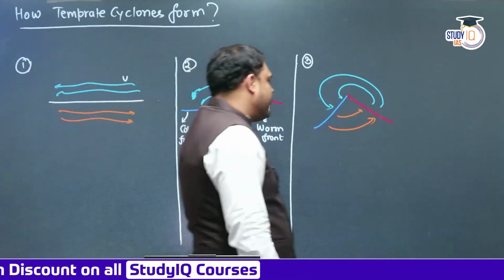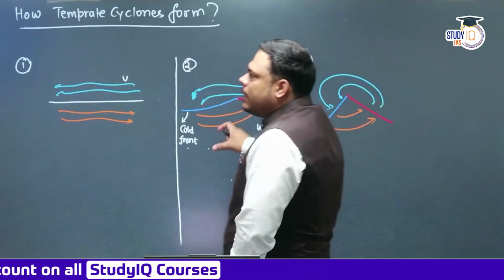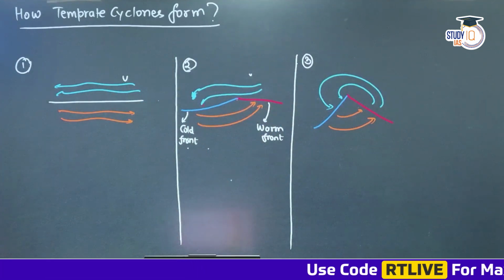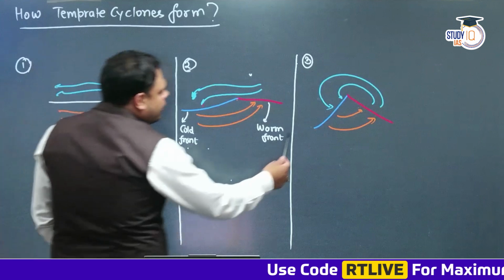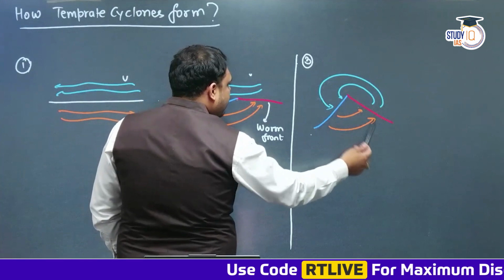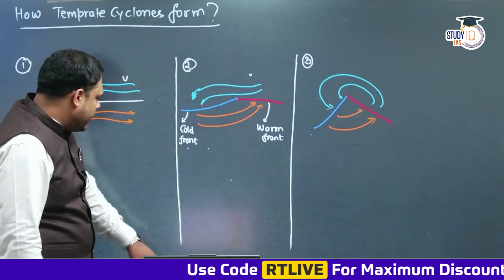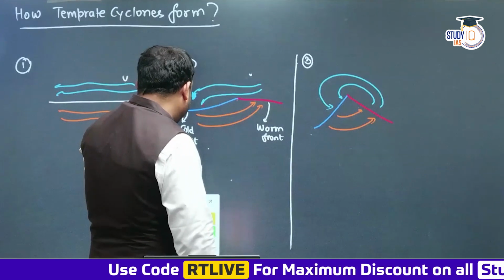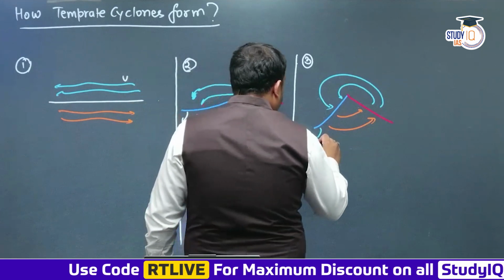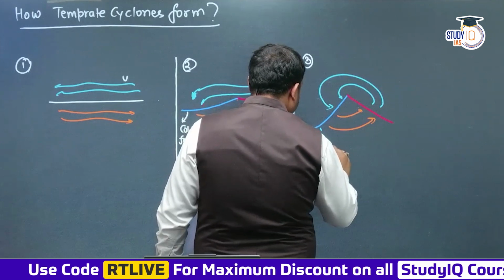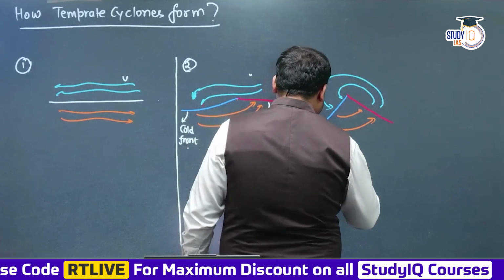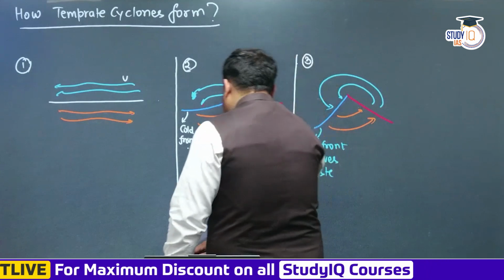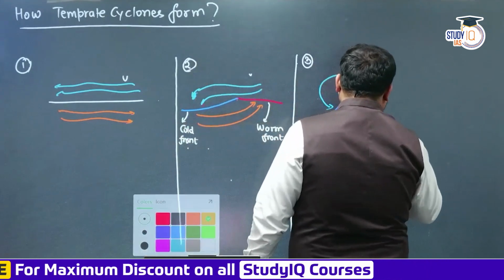Now, please listen to me carefully, guys. Are you able to see the creation of an occluded front? Tell me. Now, both of the fronts, that is the cold front and the warm front, are being created. Yes or no? As the warm front is weaker and the cold front is much stronger, the cold front moves faster. Yes or no? And the warm front moves slower.